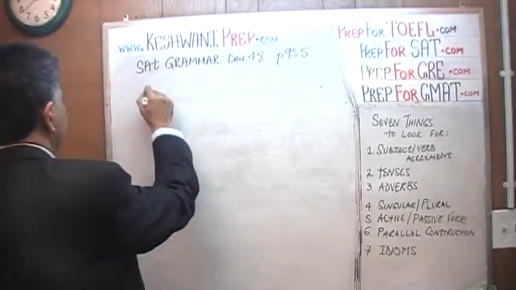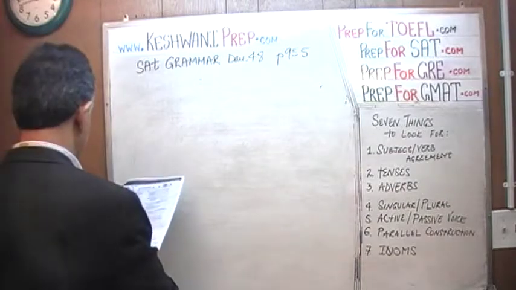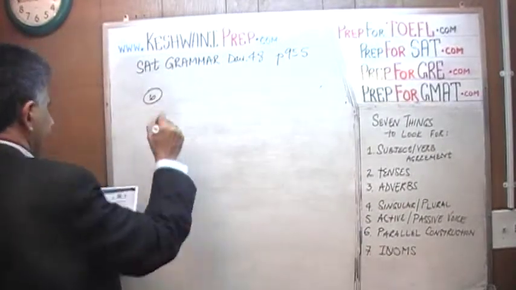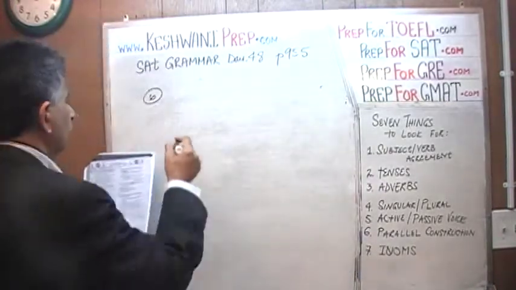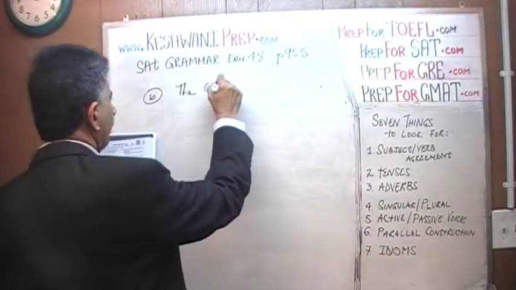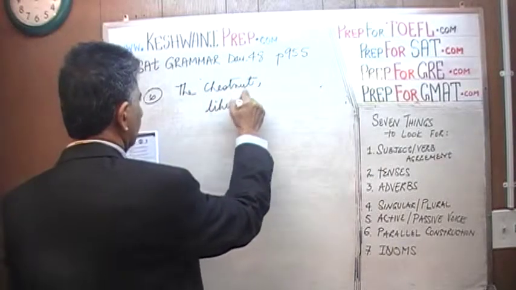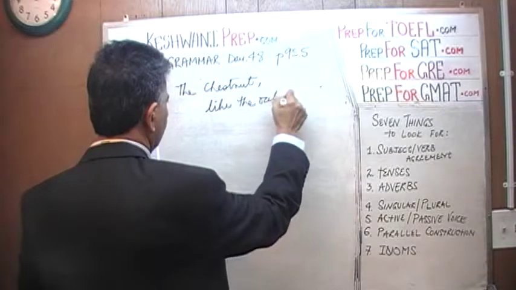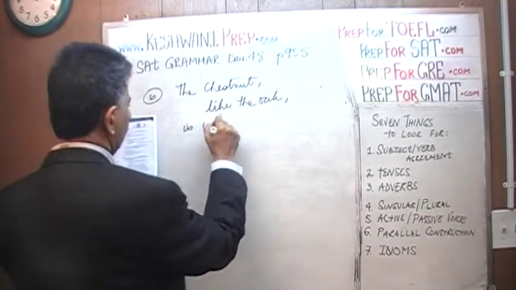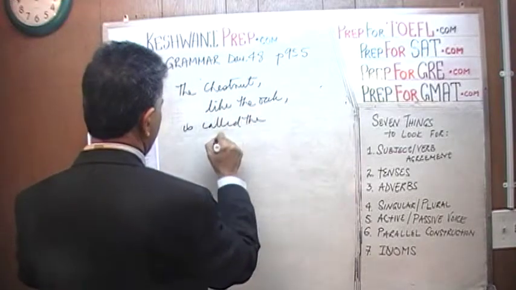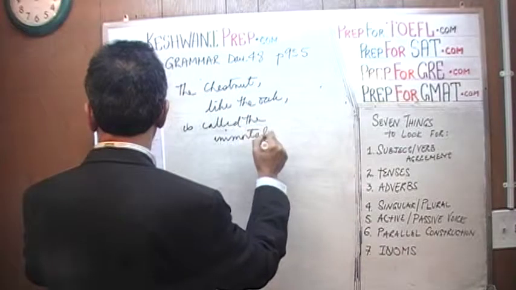Number 6, rather. The chestnut, like the oak, is called the immortal tree.